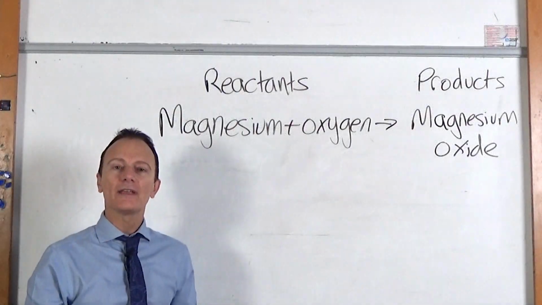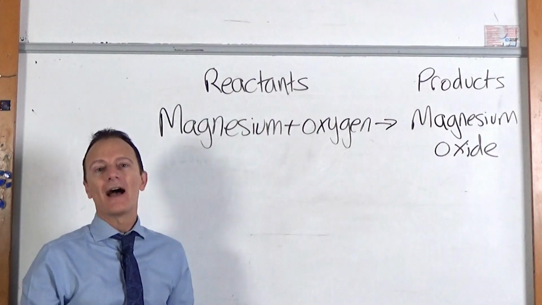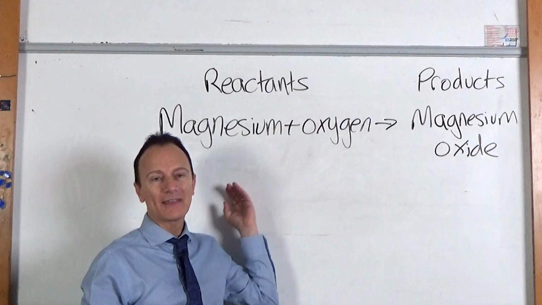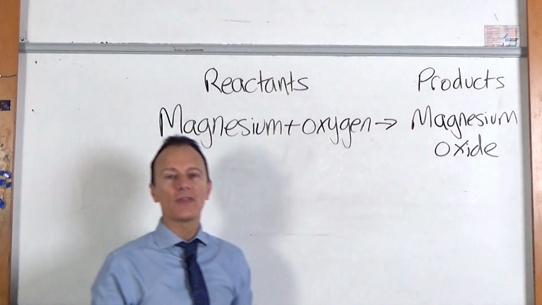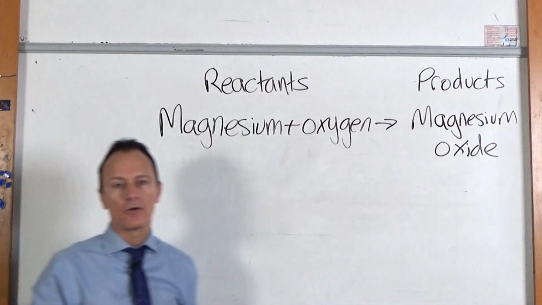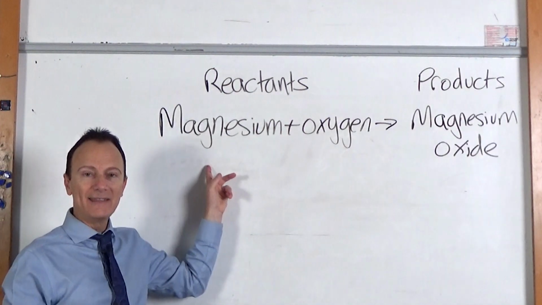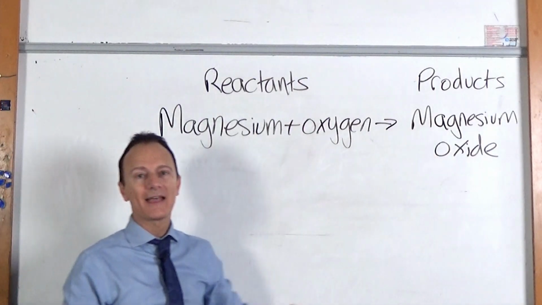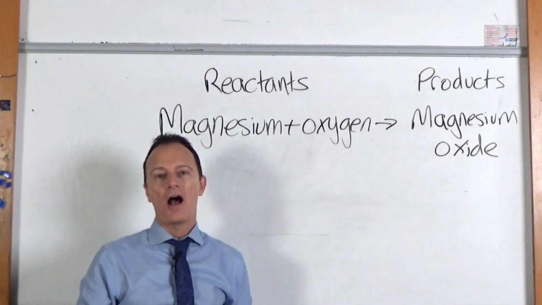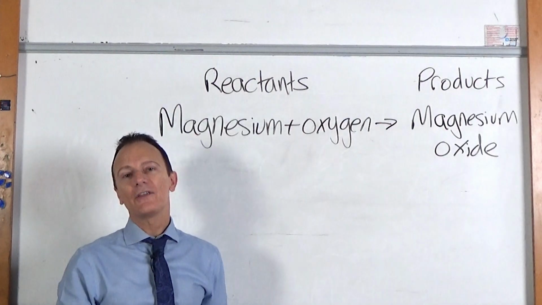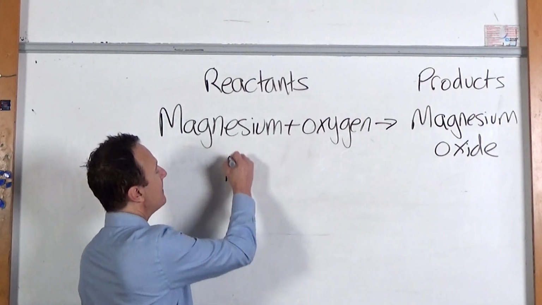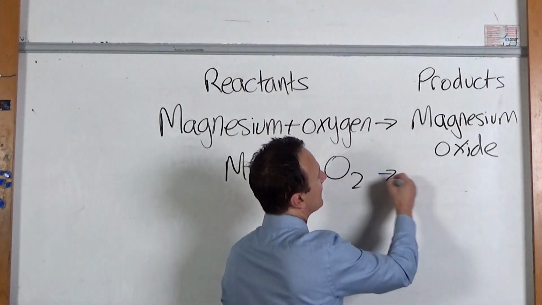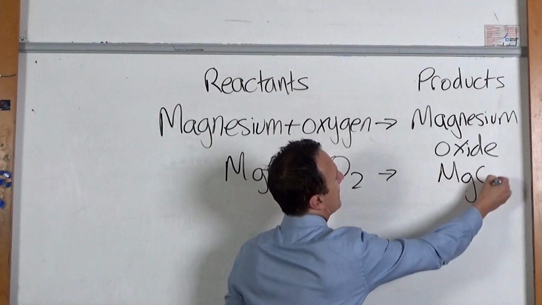If I want to write a word equation for the reaction I've just showed you, I need to remember that the starting chemicals that we call the reactants go on the left-hand side of the arrow, whereas the products that are made go on the right-hand side of the arrow. So we started off with a piece of magnesium, it reacted with oxygen in the air, and those 2 combined together to make magnesium oxide. The symbol equation for this reaction would be Mg for magnesium, oxygen is O2, and magnesium oxide is MgO.